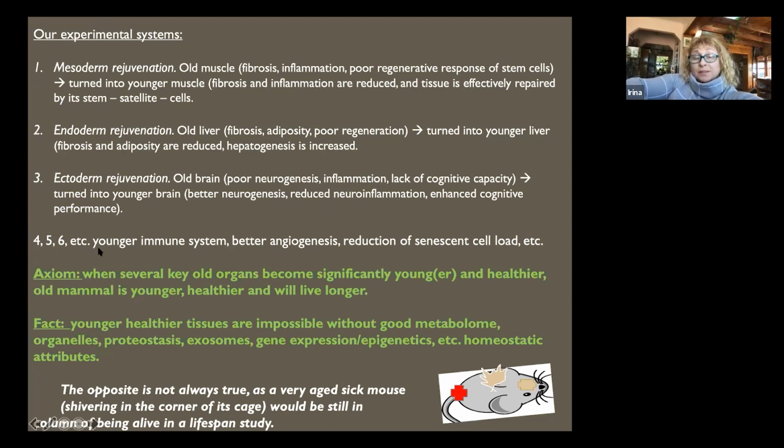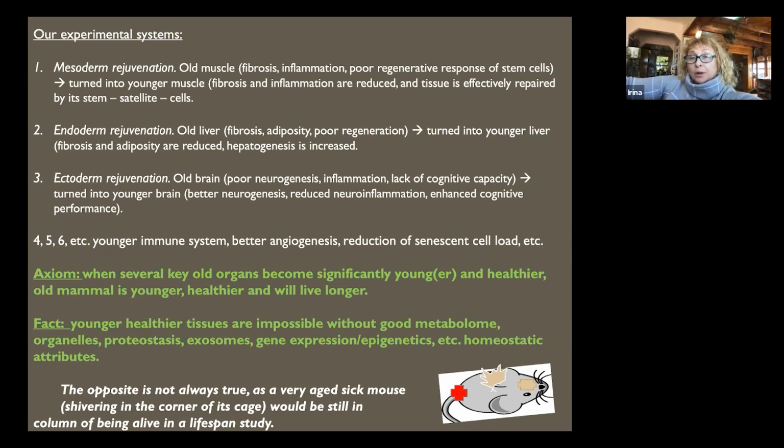And I put 4, 5, 6, etc., because we pretty much now analyze multiple hallmarks of aging and rejuvenation. So the axiom is that when several key organs become significantly younger, then the entire animal will also be younger and healthier, and it will live longer. And I bring this up because many people are asking me, did you do lifespan studies or health span studies?